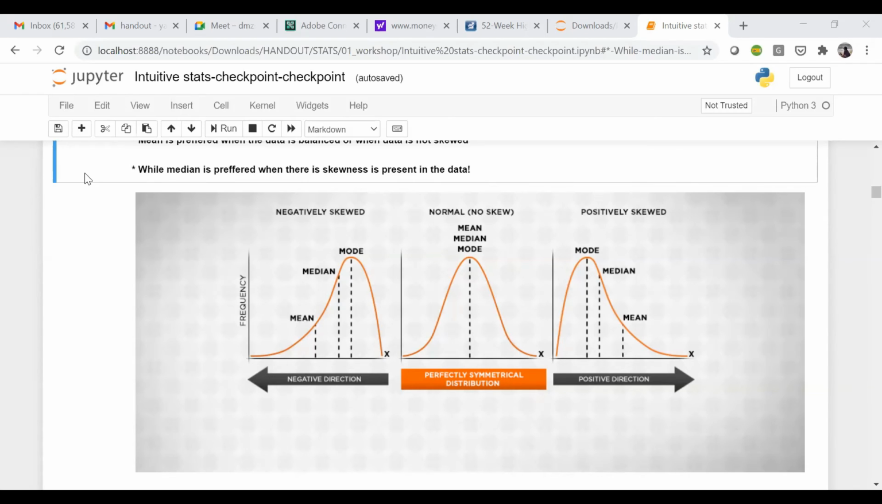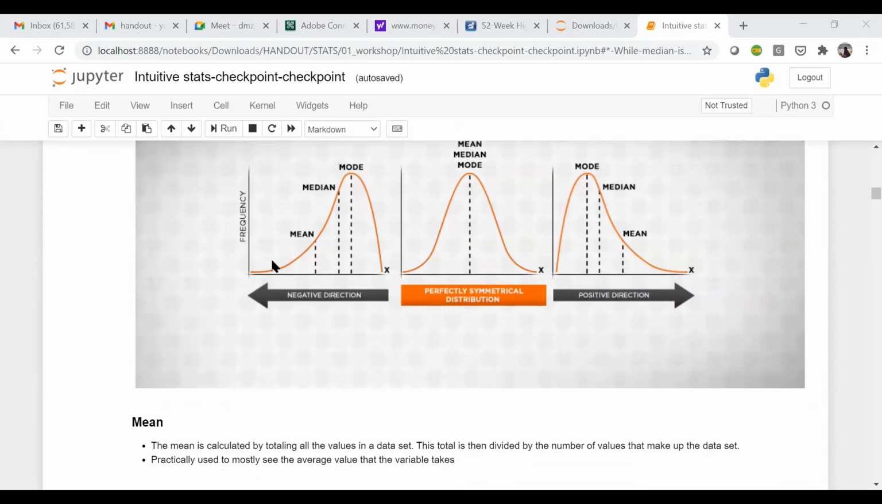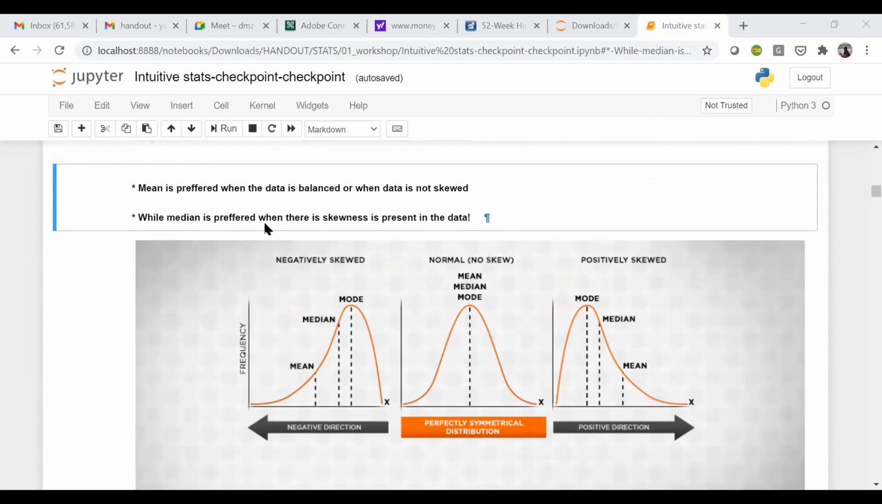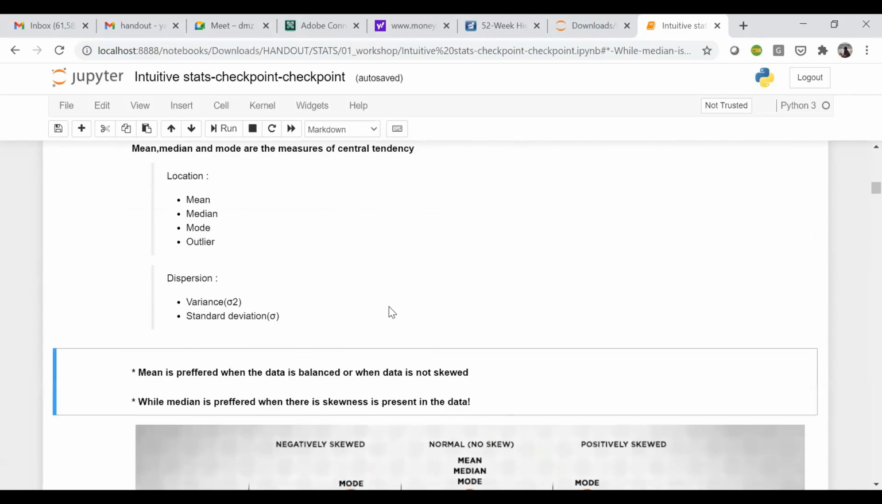And that's why you see in the positive skewed case that the mean might be 17, the median might be 9, right? And the point where the graph becomes 0 might be 80, somewhere far down here in the positive x-axis direction. So what you understand is that median is preferred when there is skewness present in the data. Mean is preferred when there is balance in the data.